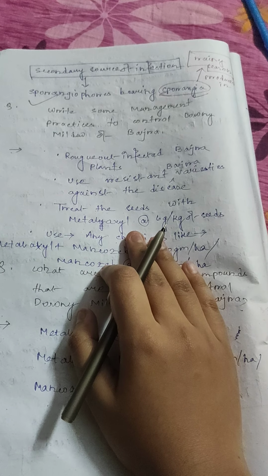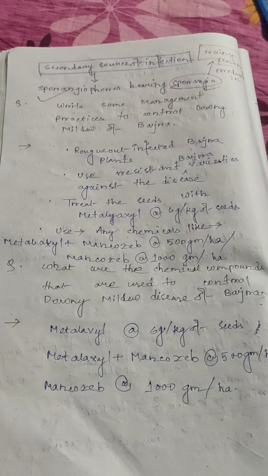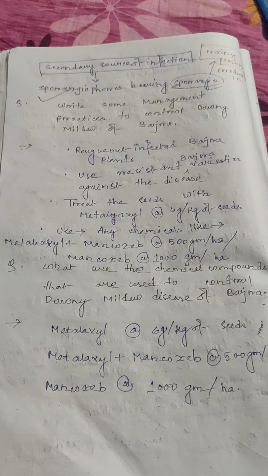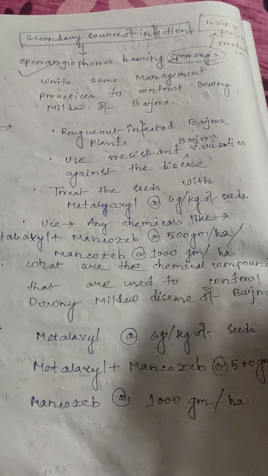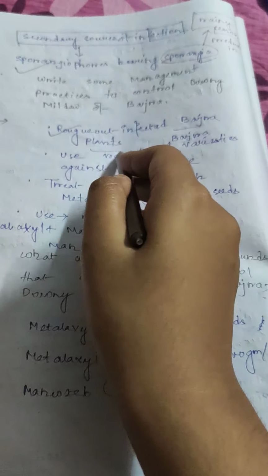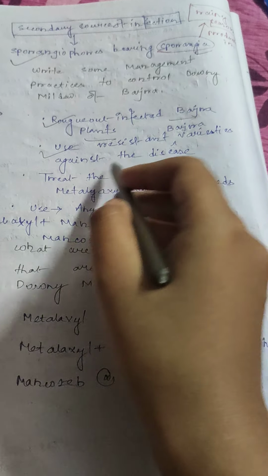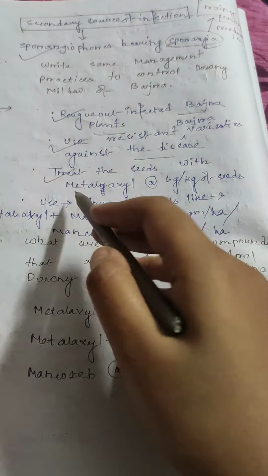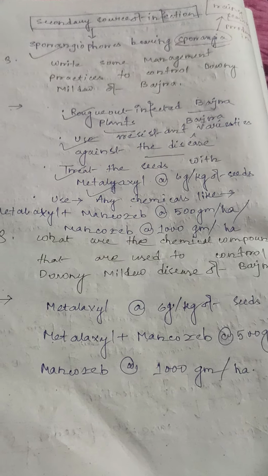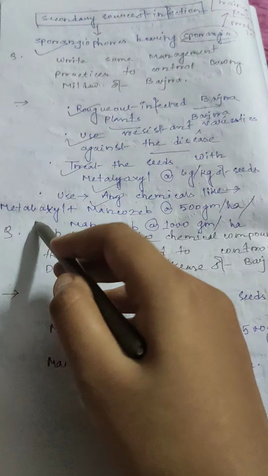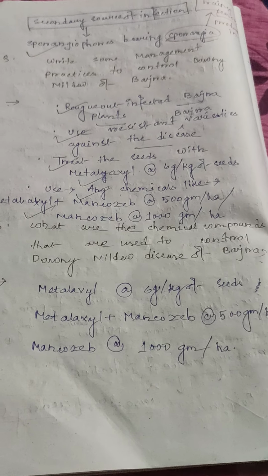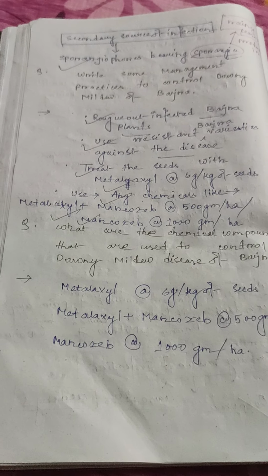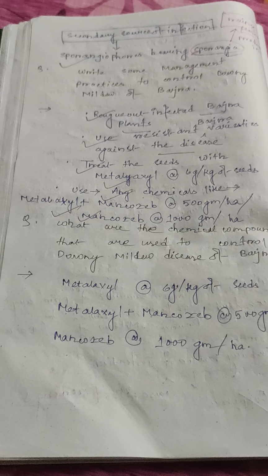Write some management practices to control downy mildew of bajra. Rogue out infected bajra plants. Use resistant bajra varieties against downy mildew. Treat the seeds with metalaxyl at the rate of 6 grams per kg of seeds. Use chemicals like metalaxyl plus mancozeb at the rate of 500 grams per hectare or mancozeb at the rate of 1000 grams per hectare. Metalaxyl plus mancozeb, only metalaxyl, or mancozeb.